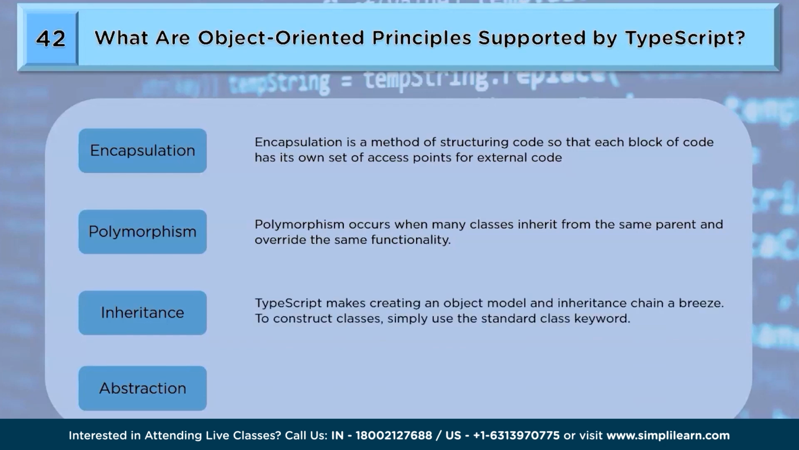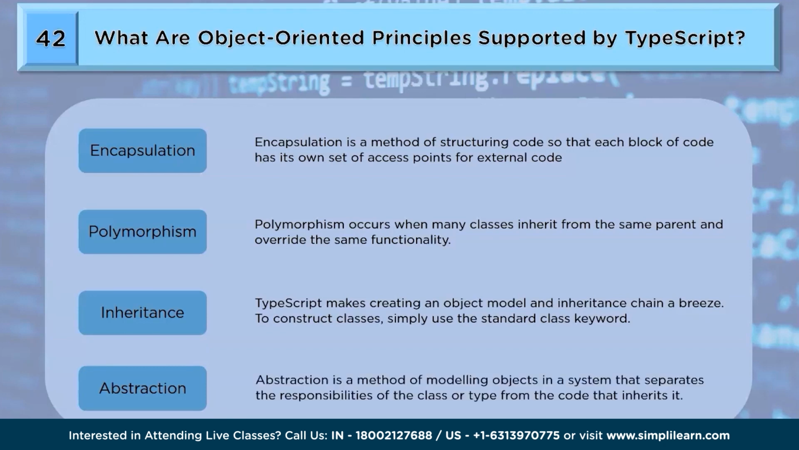Inheritance. TypeScript makes creating an object model and inheritance chain a breeze. To construct classes, simply use the standard class keyword. Abstraction is a method of modeling objects in a system that separates the responsibilities of the classes or types from the code that inherits it.